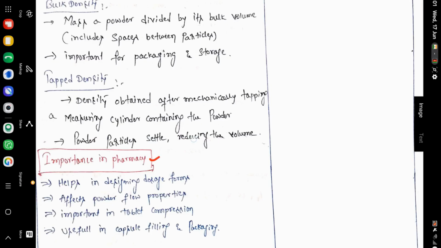Now, importance in pharmacy. These properties of the powder particles help in designing the dosage form, affect the powder flow properties, are important in tablet compression, and are useful in capsule filling and packaging.